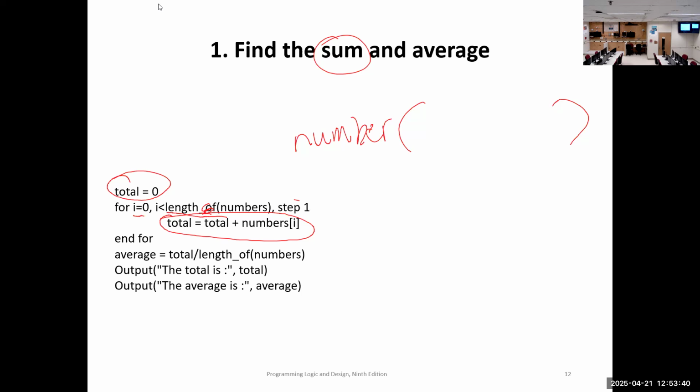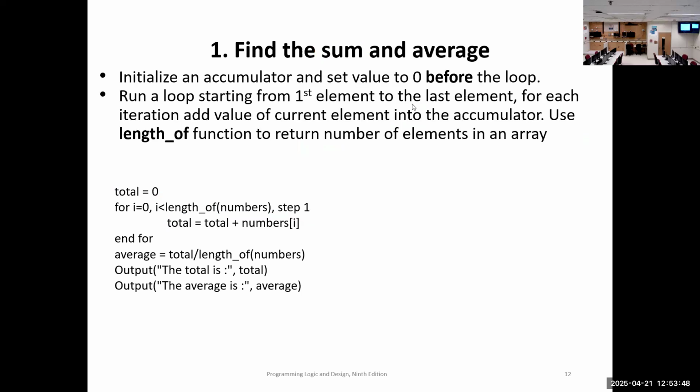Make sense? Okay. This one also you can work with as a flowchart or in Python. With Python for this one it's also quite simple. Remember that whenever you work with the total here, you only have to initialize the accumulator and set the value to 0 before the loop, right? So run the loop starting from the first element to the last element. And remember, every time I add an array element here, I have to use a combination of the array name and the index number. Make sense?